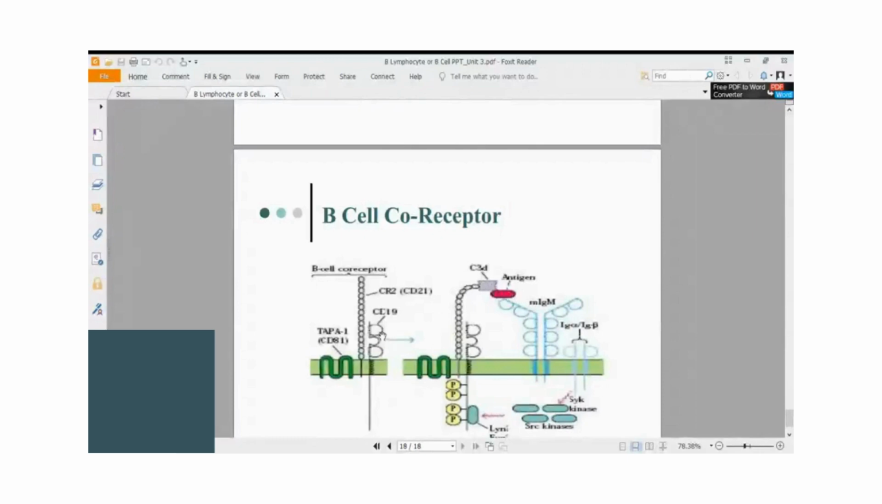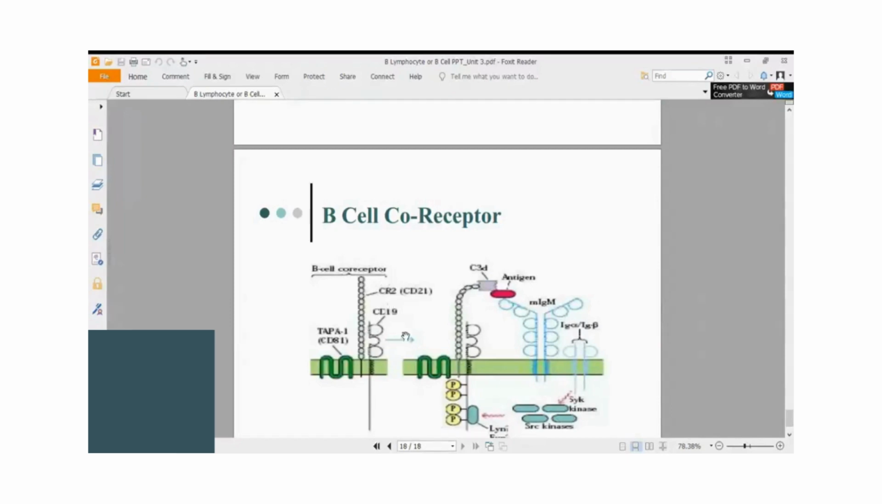Similarly, there are CD19 and CD21. CD19 and CD21 are very important receptors and they are overexpressed in B cell lymphoma. B cell lymphoma is the cancer of the B lymphocyte. These two receptors are generally targeted by monoclonal antibodies to control that cancer. CD19 and CD21 receptors are blocked by the monoclonal antibody. They are also B cell co-receptors.